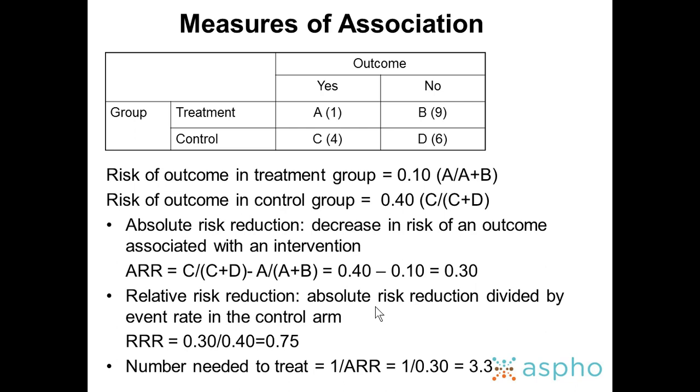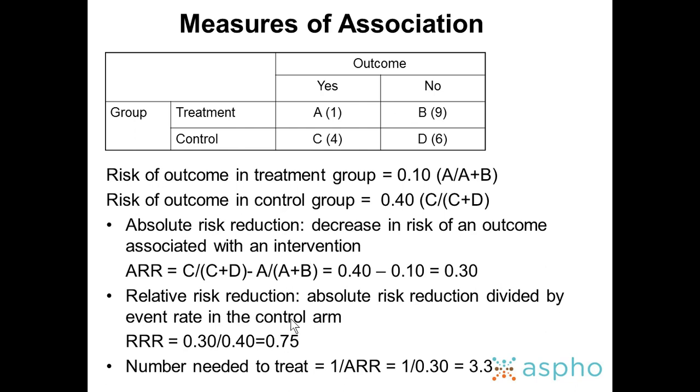So I always set up these tables. This is the way I do it. I always set up that the outcome's on top, because the outcome's the most important thing. And I always set up my treatment groups on the left. And the calculations that we're going to do for this slide are absolute risk reduction, relative risk reduction, and number needed to treat. So to do absolute risk reduction, figure out what your risk of your outcome in your treatment group is, which is A over A plus B. Figure out your risk of your outcome in your control group, which is C over C plus D. And your absolute risk reduction is just the difference in those two risks.